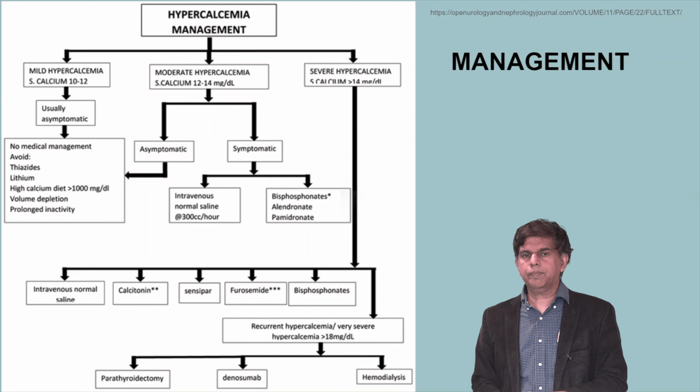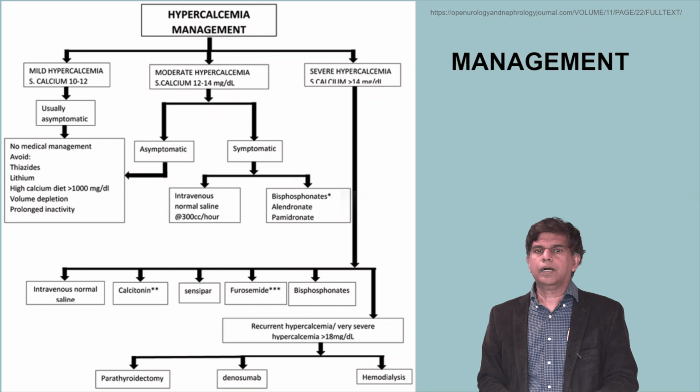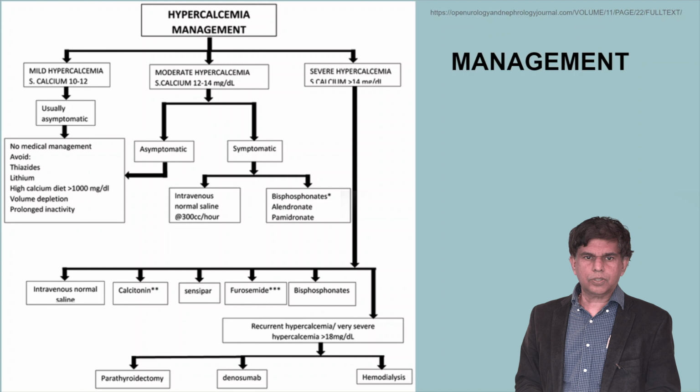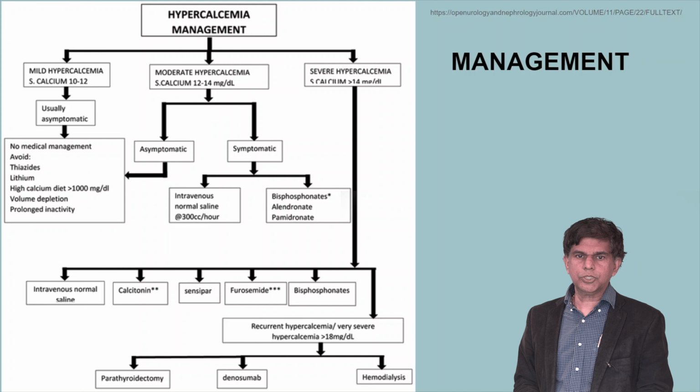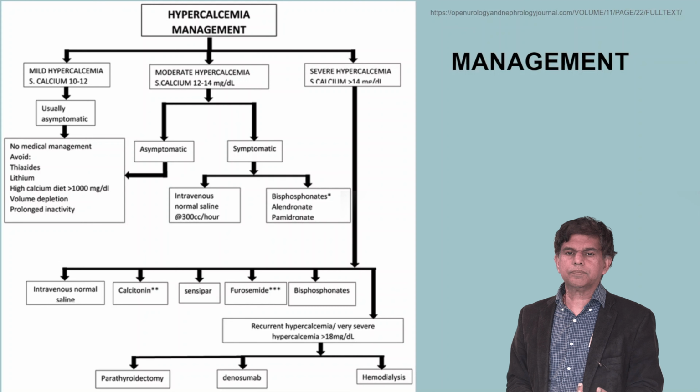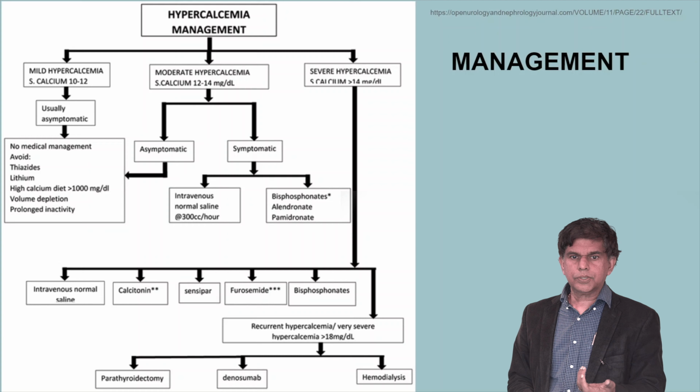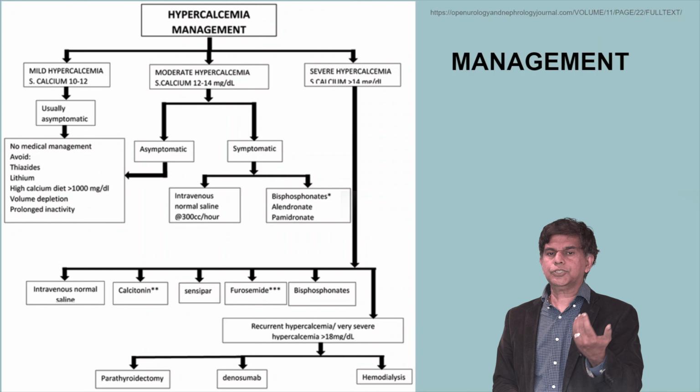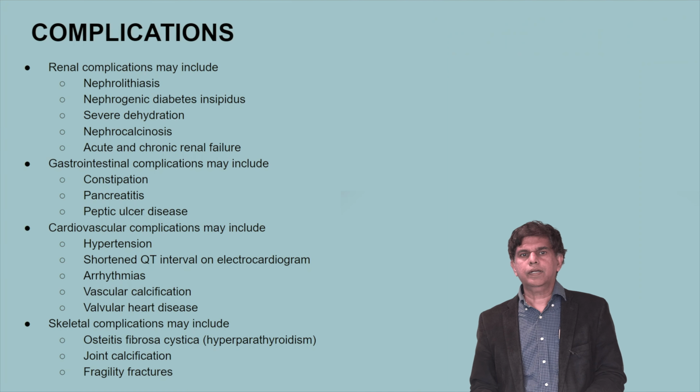Let's look at severe hypercalcemia. What do you do? Greater than 14, right? Intravenous normal saline, you've got calcitonin, furosemide, bisphosphonates, okay? Recurrent hypercalcemia and severe hypercalcemia greater than 18: parathyroidectomy, denosumab, and hemodialysis are the last options right here.